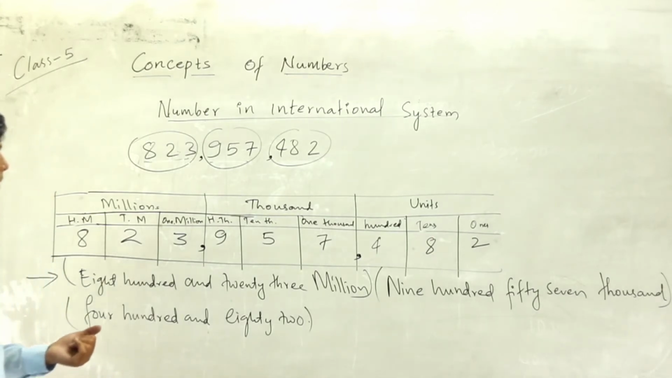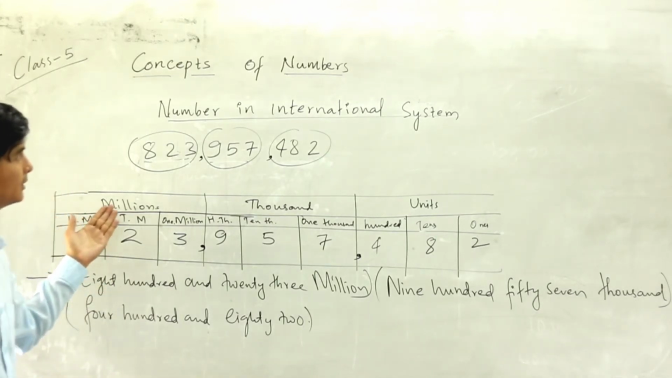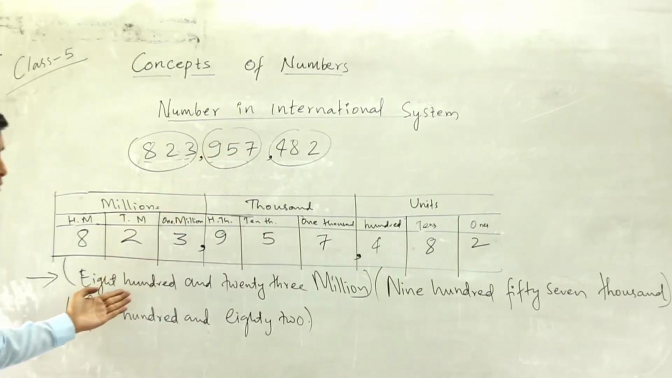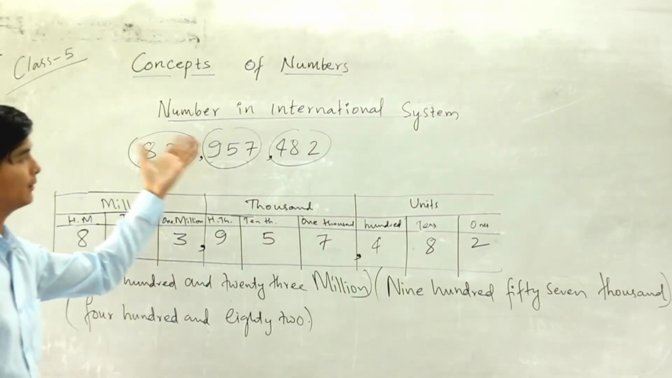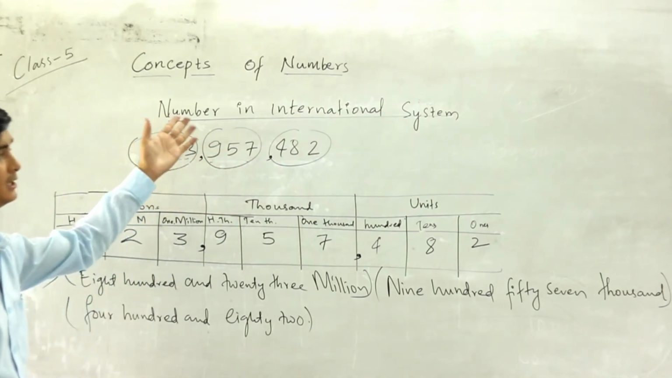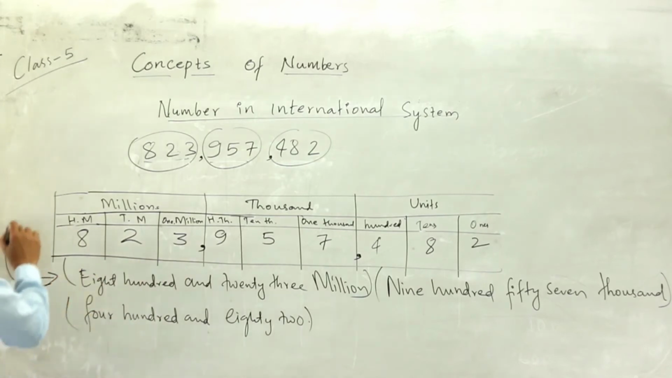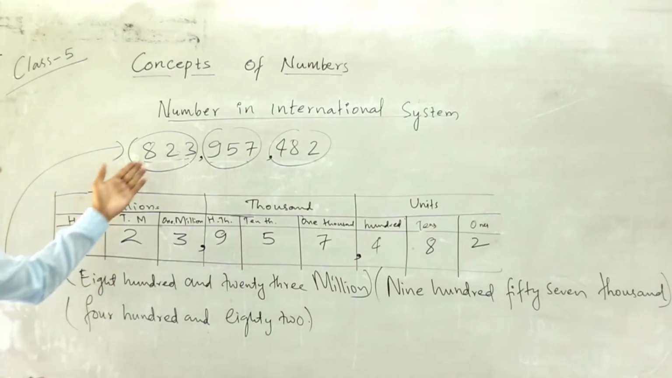So in this way, you have already learned the place value chart of the international system, how to write a number name, as well as how to separate this number in the international system, right? So suppose this number now, if you have to write the numeral, you can see here.